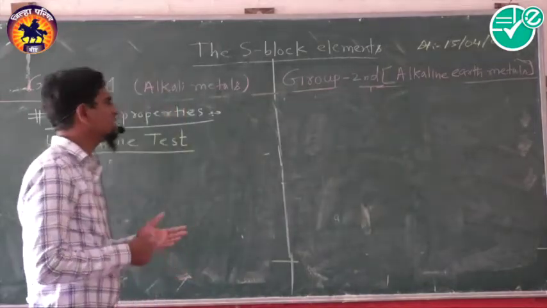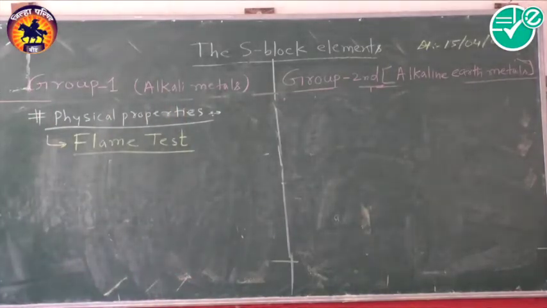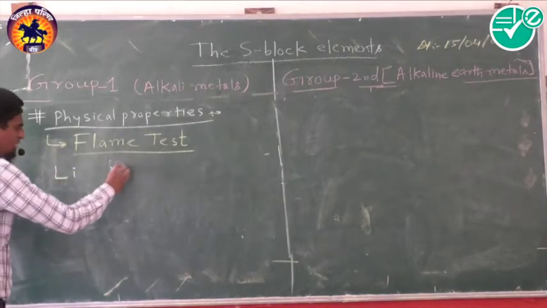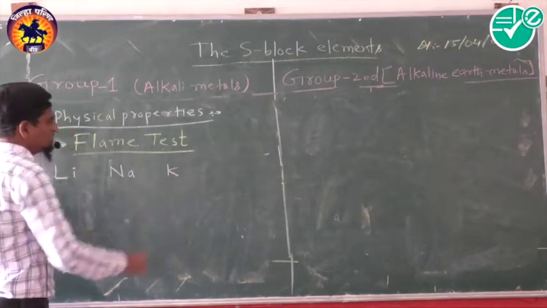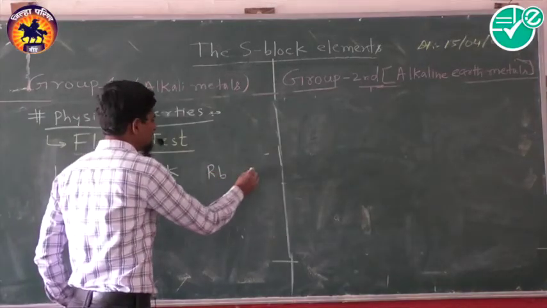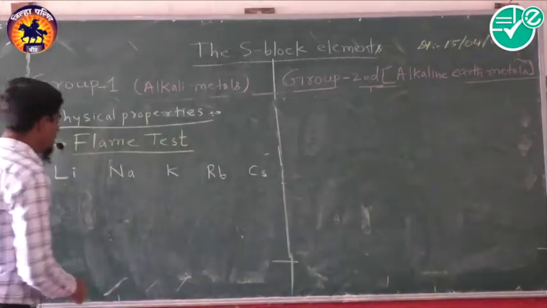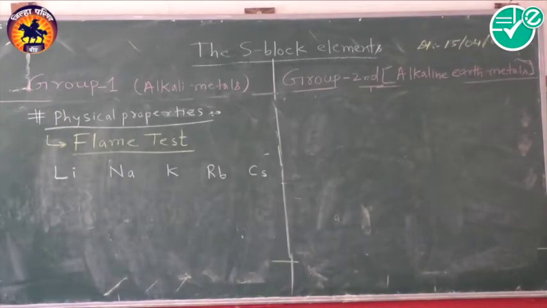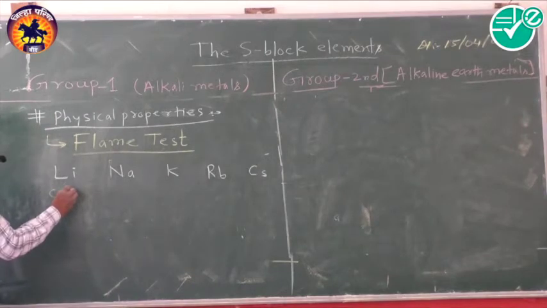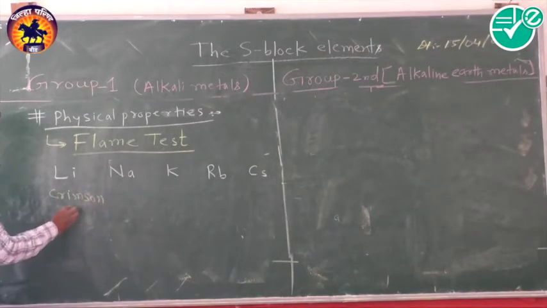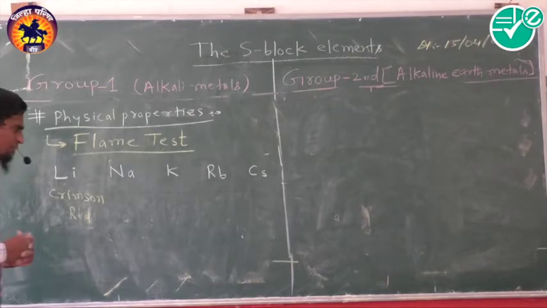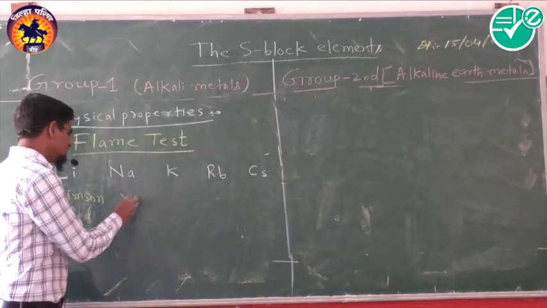Okay? Now we will see which colors we observe for different elements. So here for lithium, sodium, potassium, rubidium and cesium, what color are you observing? The first one is crimson red. In case of lithium, we will observe crimson red color. Okay? And for sodium, we will see yellow color.